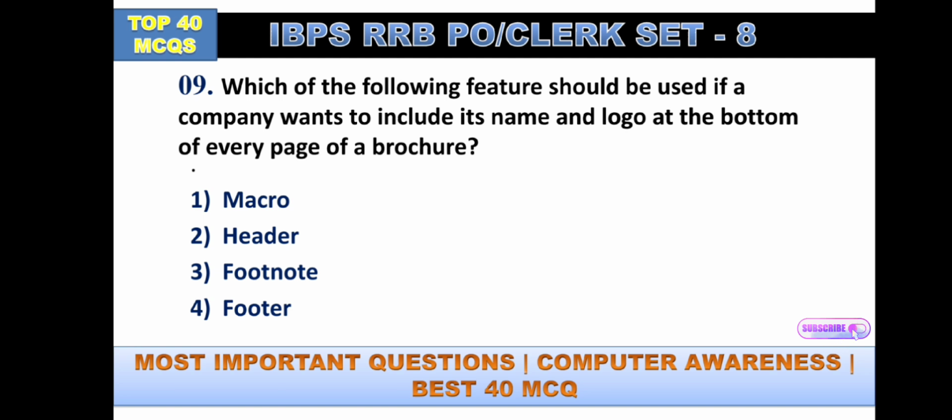Which of the following features should be used if a company wants to include its name and logo at the bottom of every page of a brochure? So at the bottom part we call this footer section. Okay, so here answer is option number 4, footer section.